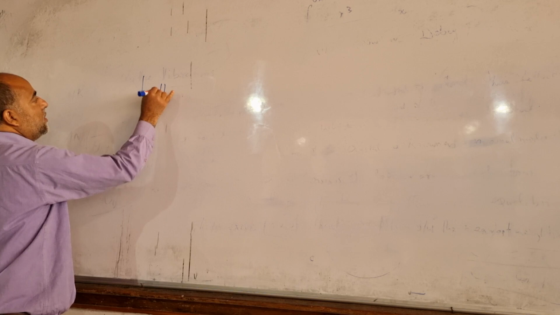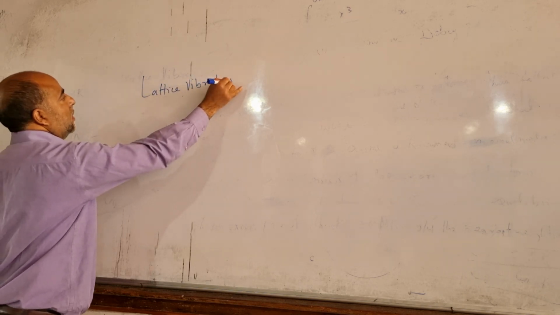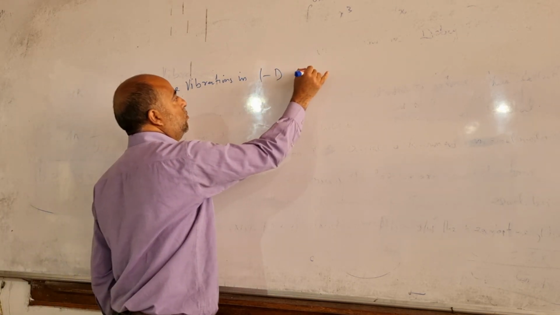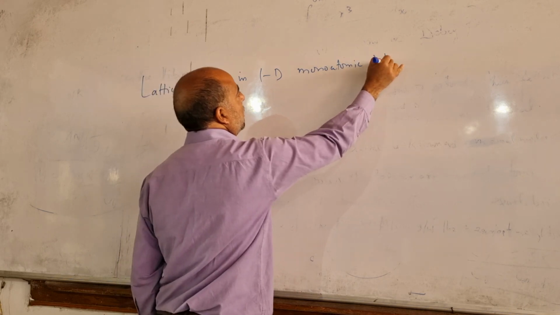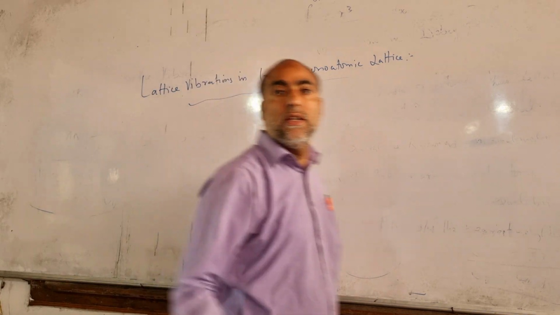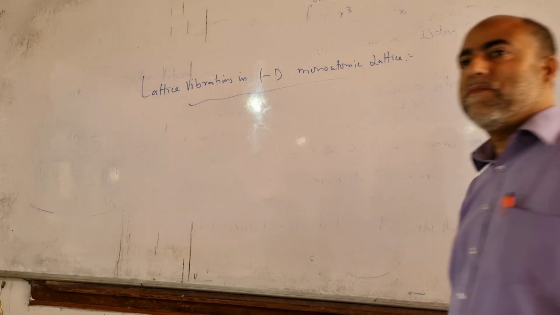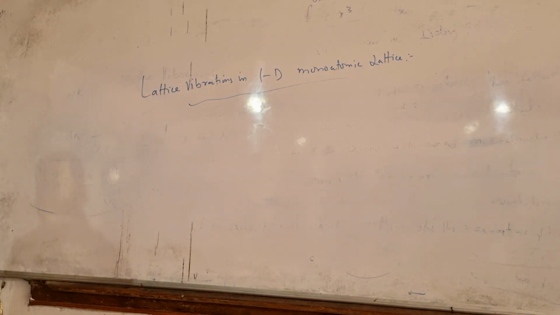Lattice vibration in one-dimensional monoatomic lattice. What do we mean by monoatomic lattice? Single atom. A lattice where you are having a single atom.